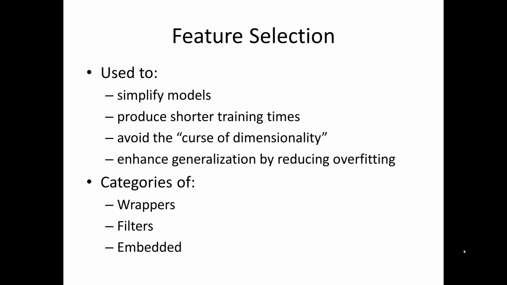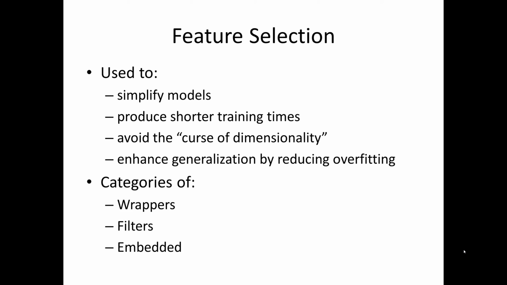So let's talk about feature selection. As you can imagine, feature selection is referred to by many names. I've mentioned feature elimination, there's also variable selection, attribute selection, etc. The principal idea is to have a process for selecting a subset of features that will simplify models, produce shorter training times, avoid the curse of dimensionality, and enhance generalization by reducing overfitting.